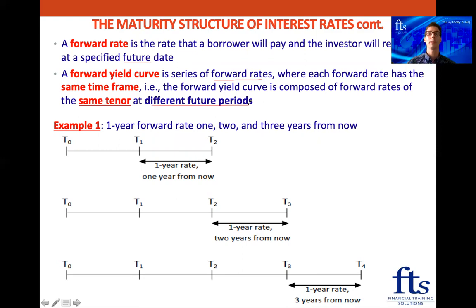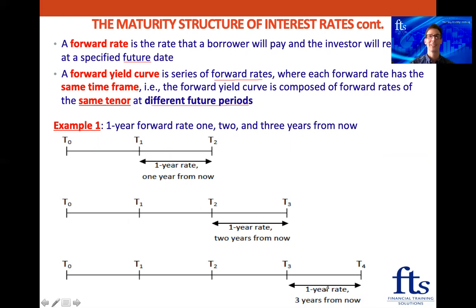So this example will help because it's actually quite tricky the first time we see it. Here we've got a 1-year forward rate, 1, 2, and 3 years from now. So here's the 1-year rate 1 year from now, and there's the 1-year rate 2 years from now, and there's the 1-year rate 3 years from now. So you see all of these are the same tenor. They're all 1-year rates, but at different future periods.